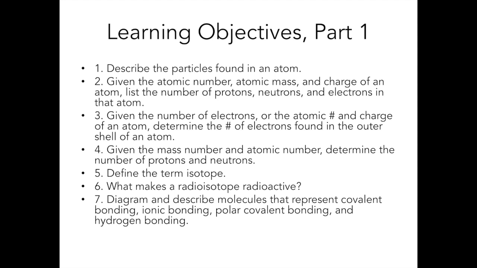We're going to look at the particles found in an atom, figure out what atomic number, atomic mass, and charge mean, how we know about protons, neutrons, and electrons, looking at the charge of atoms based on numbers of electrons and numbers of protons. If I give you the mass number and the atomic number, you should be able to figure out how many protons and how many neutrons are in an atom. We're going to figure out what an isotope is, what makes an isotope radioactive, and then we're going to talk a little bit about chemical bonding. What happens when we put all of these atoms together to make molecules.